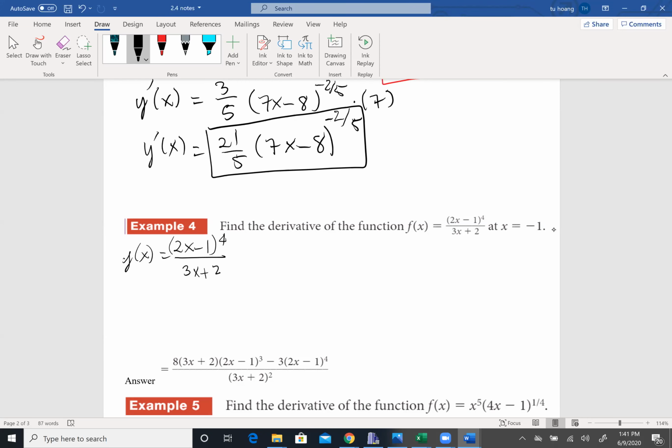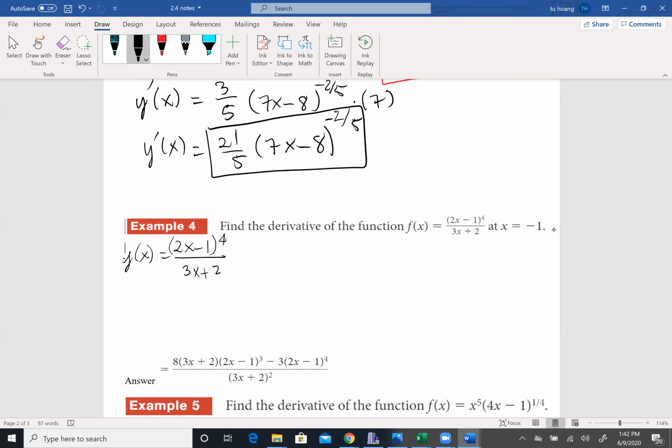Okay, this is a little bit of a crazy function because you are combining the quotient rule and the chain rule. You cannot use only the chain rule here. You cannot handle this that way. You have to apply the quotient rule and the chain rule in this case.